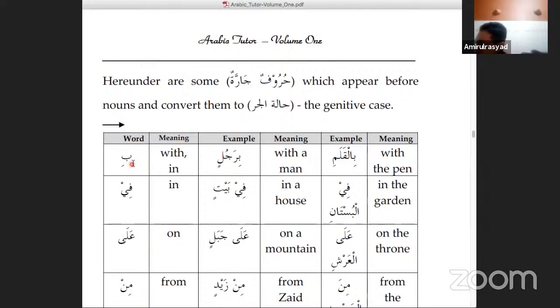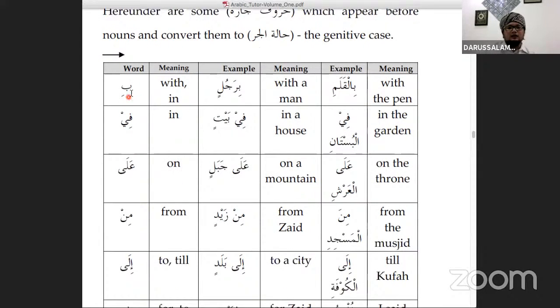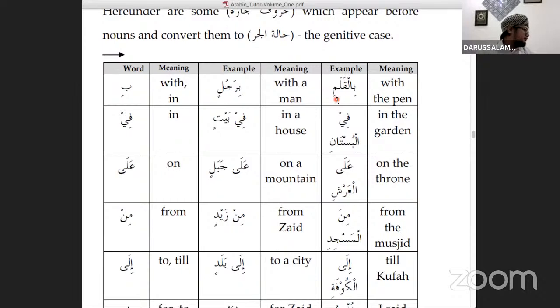So for example, the first one, bi. When you have an ism after that, it becomes bi rajulin, or if you have alif lam, bil qalami. You see, it becomes majrur, kasrah. Bi rajulin, bil qalami. Easy. Alhamdulillah.